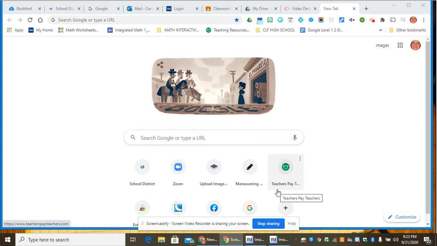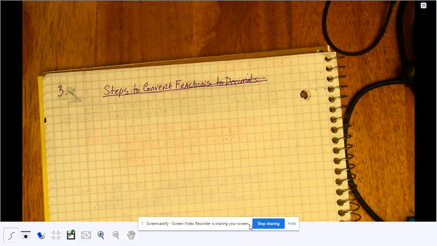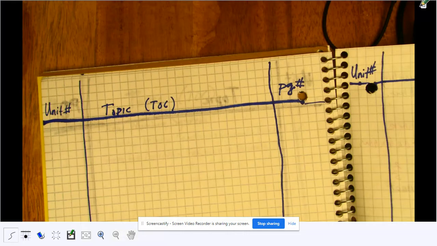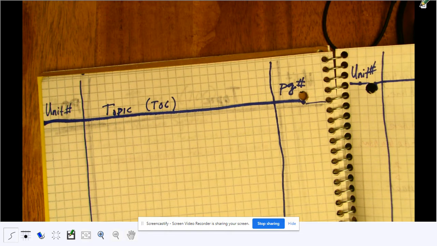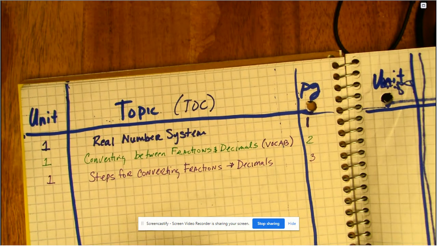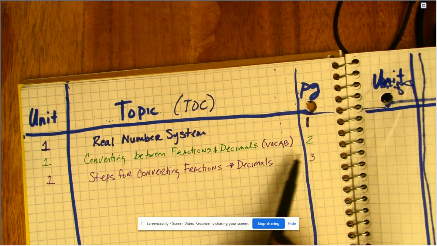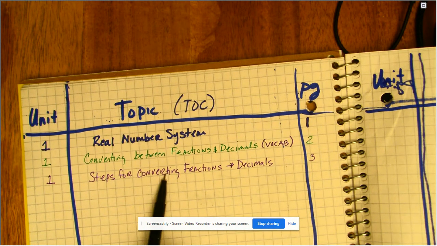So we're moving on to the next page in the notes. And I made an adjustment to my table of contents that I want to show you. Let's come up here. So back on my table of contents page, I actually made another entry, and I put the word vocab next to the one we just put in. That was on page 2. And now steps for converting fractions to decimals is going to be on page 3.